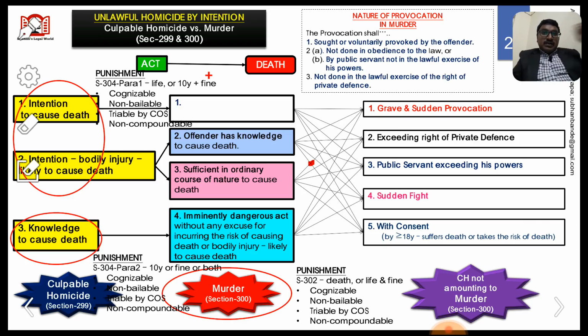Here, the punishment for murder is death or life imprisonment and fine. Coming to the nature of the section, murder is a cognizable offence, it is a non-bailable offence, it is triable by the Court of Sessions, and it is non-compoundable in nature.